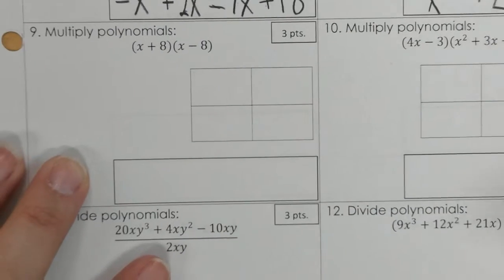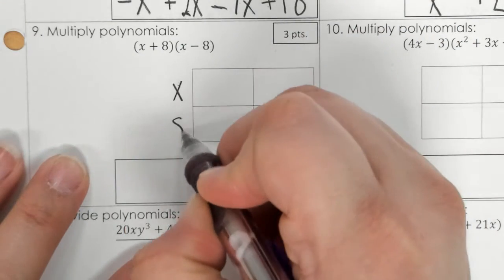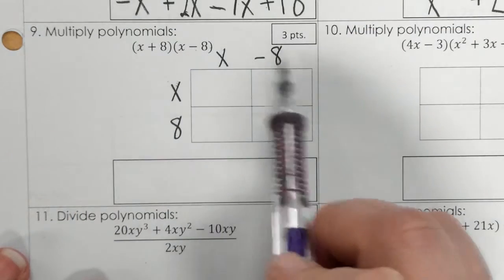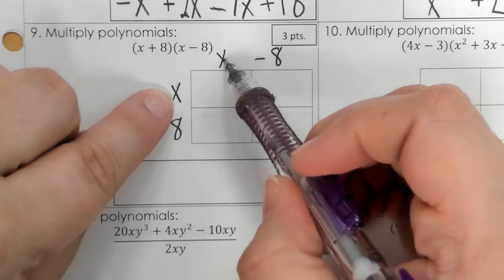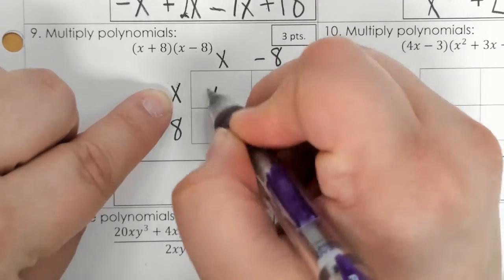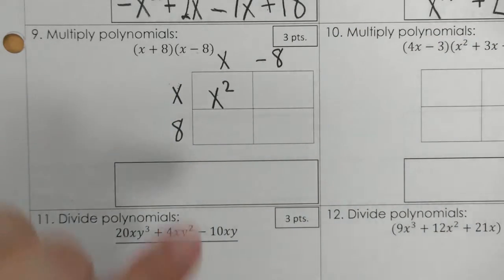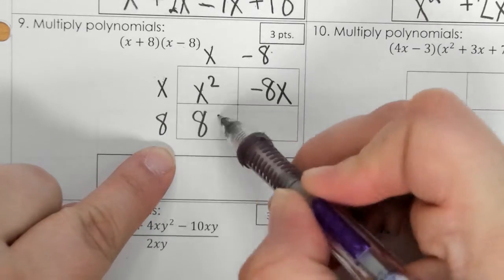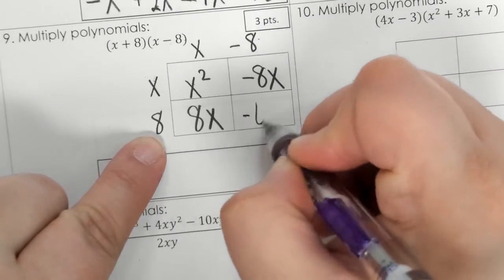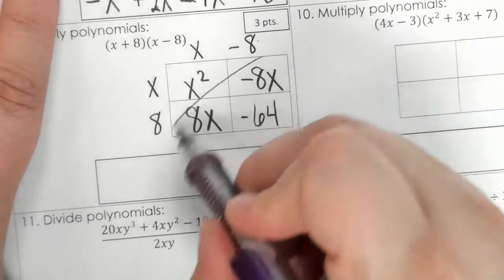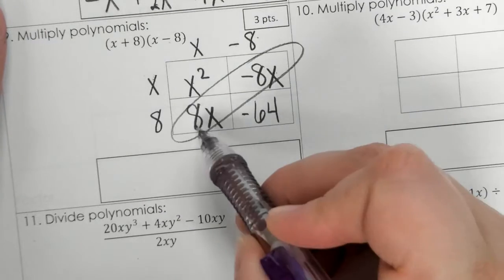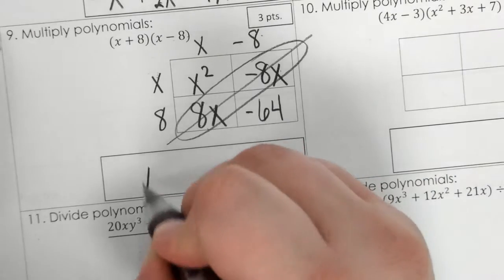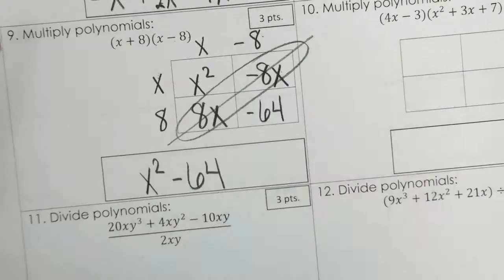In number 9, go ahead and label, again, that negative 8. Don't forget the negative sign. So x times x is x squared. X times negative 8, negative 8x. 8 times x, 8x. And 8 times negative 8 is negative 64. If I combine those, 8x minus 8x makes 0, so they actually cancel out. So we have x squared minus 64.